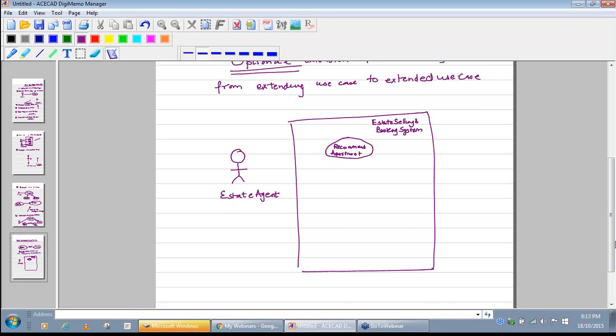Now before the estate agent recommends the apartment, the functionality of the recommend apartment use case is that you are registered here. And then after registration, this recommend apartment use case invariably invokes the search apartment use case. So this is the example of what we have learned earlier, the include relationship.